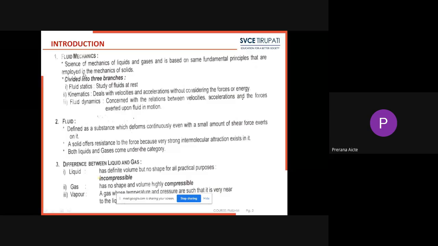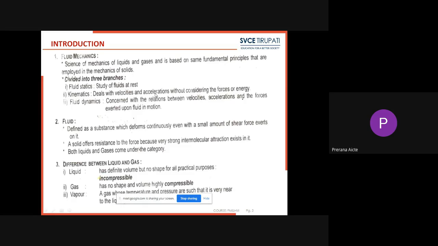And here, fluid mechanics is divided into three branches. The first one is fluid statics, the second one is fluid kinematics, and the third one is fluid dynamics. Fluid statics means the study of fluids at rest. Kinematics is also the study of fluids, the study of their behavior in terms of velocities and accelerations, and while studying this, we don't consider the forces acting on it.